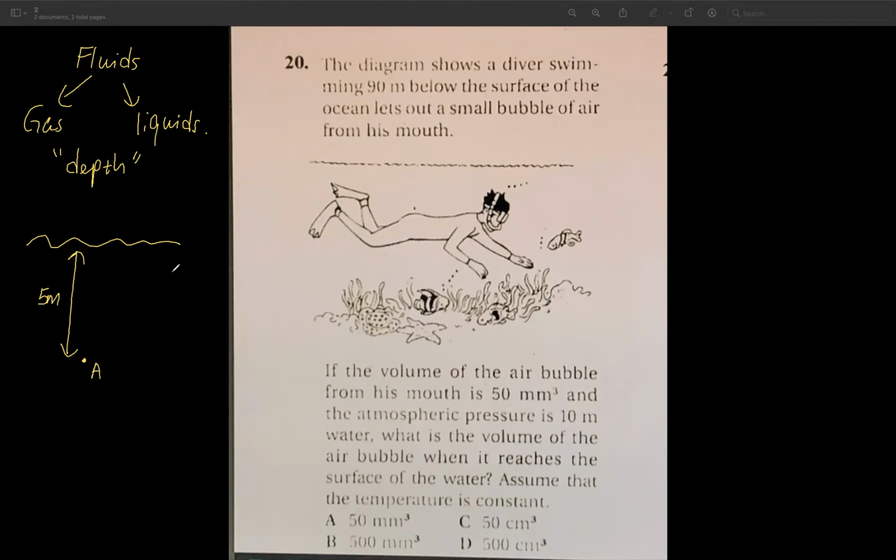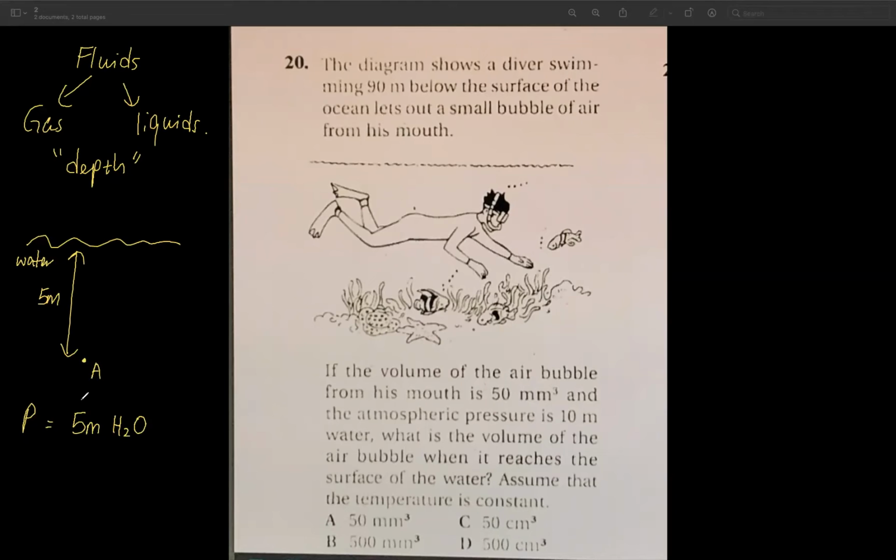You have to also know what is the medium. This medium is water. So I would take the depth, which is 5 meters, and then the medium, water. So I will call it 5 meter H2O. That is the pressure at point A.